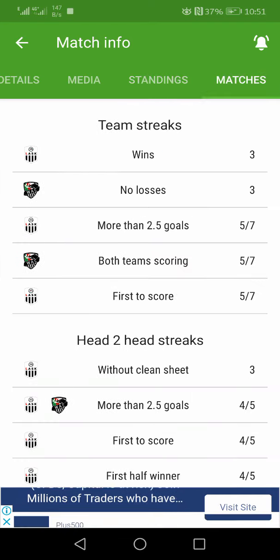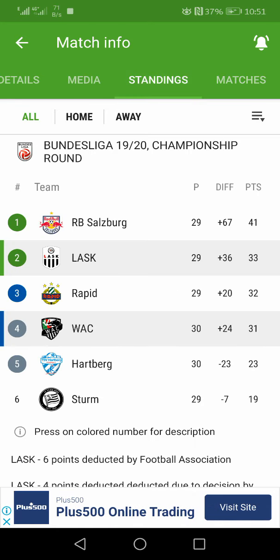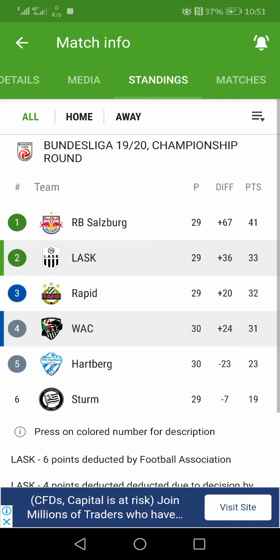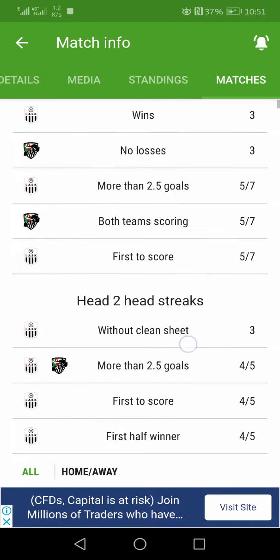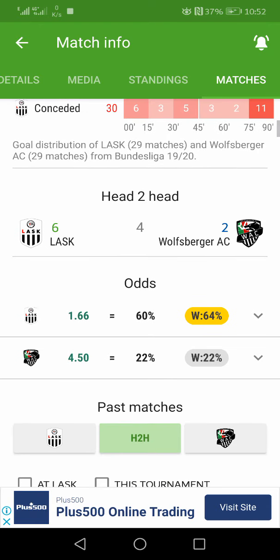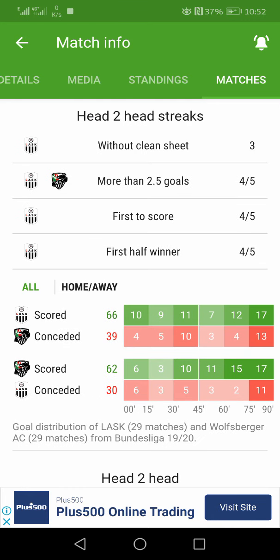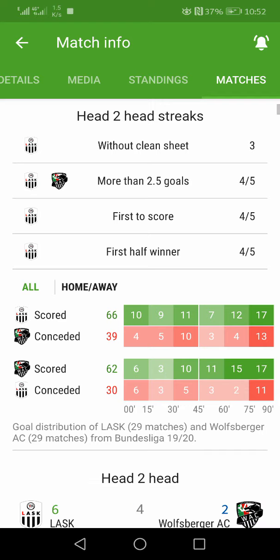So we'll go to matches right away. But you can see there, guys, the point difference, man. You can see that, look, these are good teams. When you go here, just check here. The head-to-head stats. You can also check here. These are also head-to-head stats. The first half winner in most cases. First half winner when these 2 teams meet. LASK is always winning. 4 out of 5 times.